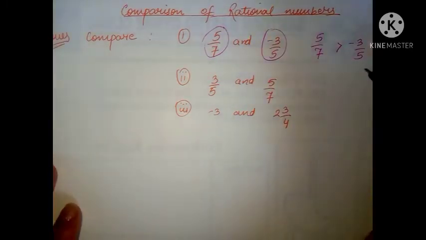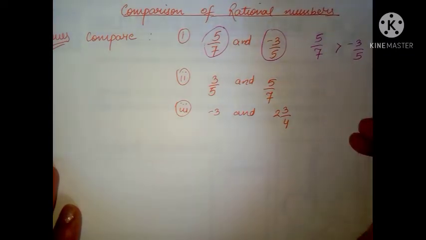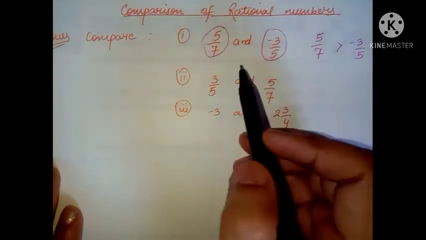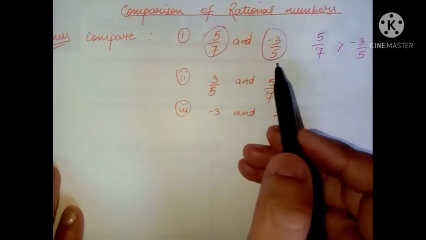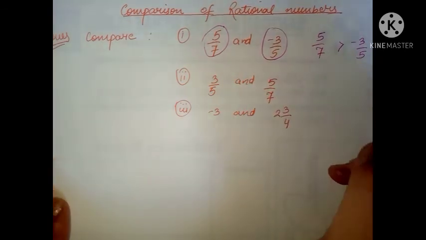How are we able to do this directly? Because we know that positive numbers are always greater than negative numbers. So whatever numbers are given to you, if one is positive and another is negative, then you have to do nothing. Simply the positive number will be the bigger number.